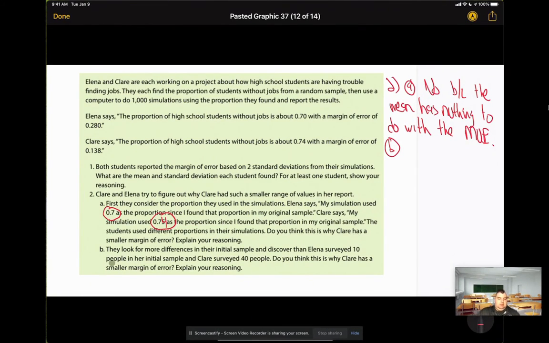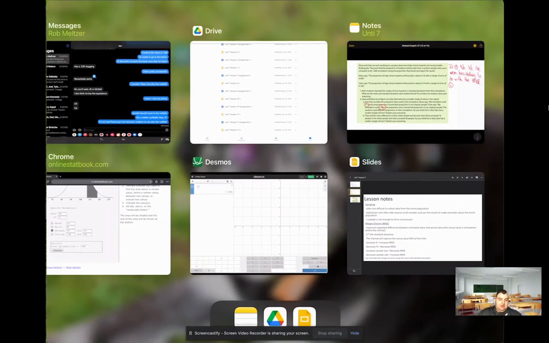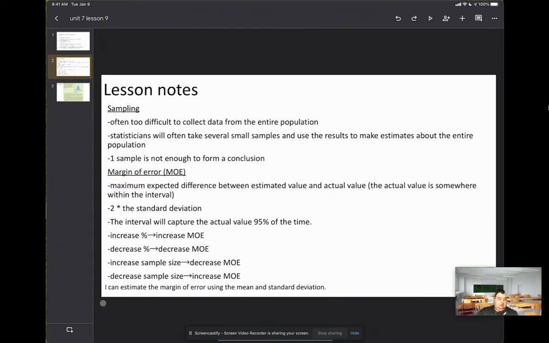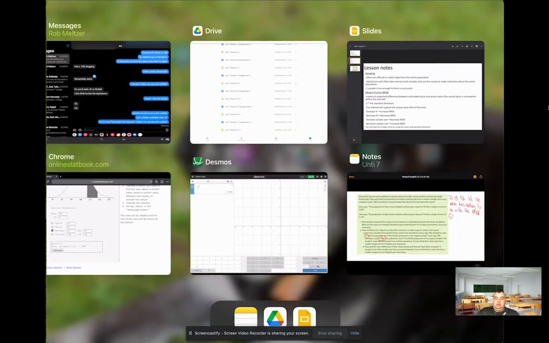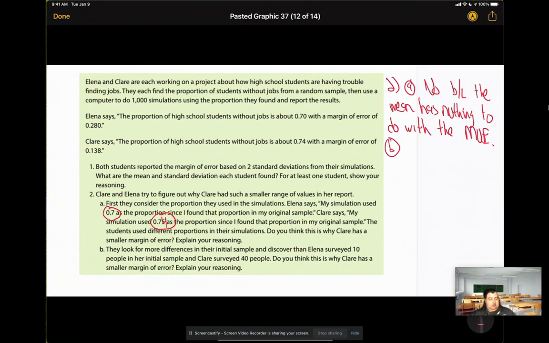Part B, they look for more differences in their initial sample and discover Elena surveyed 10 people in her initial sample, and Claire surveyed 40 people. Do you think this is why Claire has a smaller margin of error? So Claire had a larger sample size. That's the key to remember. Claire had a larger sample size. And if we look at this, a larger sample size, increasing the sample size, means a decrease in the margin of error. So that is why Claire has a smaller margin of error.